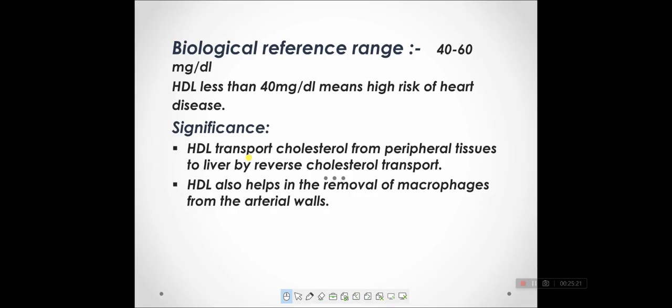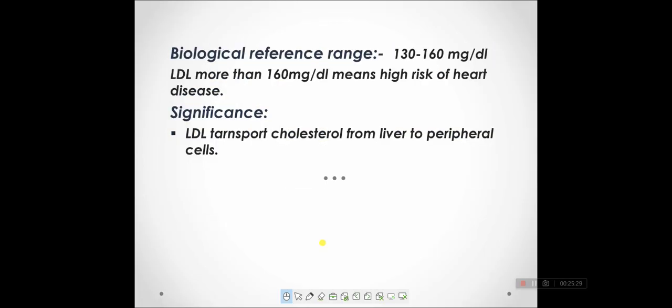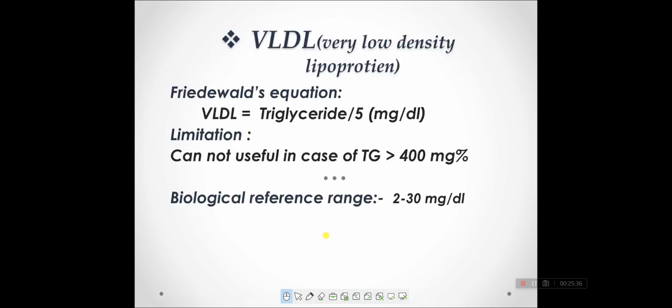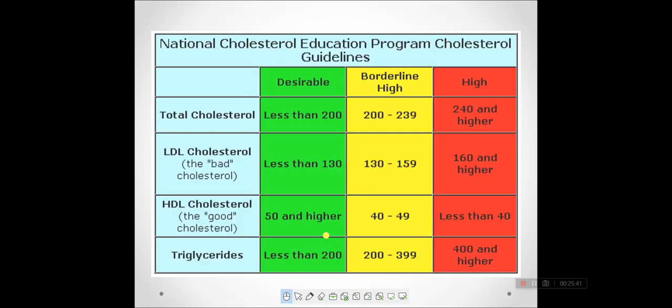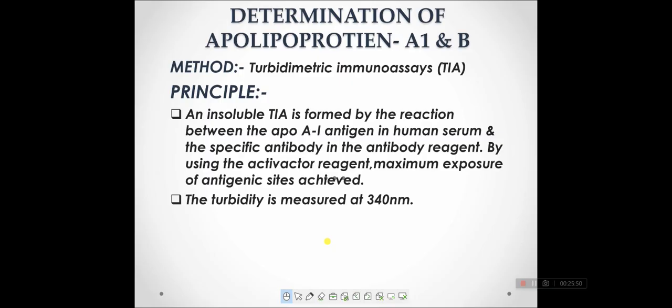If the HDL levels are less than 40 mg per deciliter, it means that there is a high risk of heart disease. Then low density lipoprotein is there, right? If the levels are higher than 160 mg per dl, then it is suggestive of heart disease, right? Now talking about VLDL, very low density lipoprotein, right? If the amount is 160 or higher, then it may be suggestive of heart disease, right?